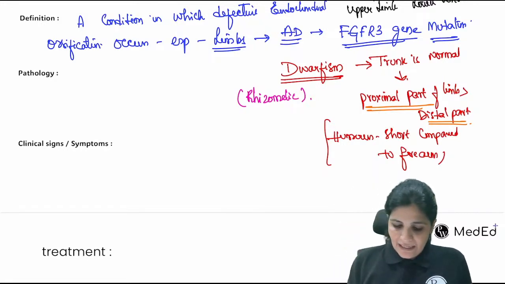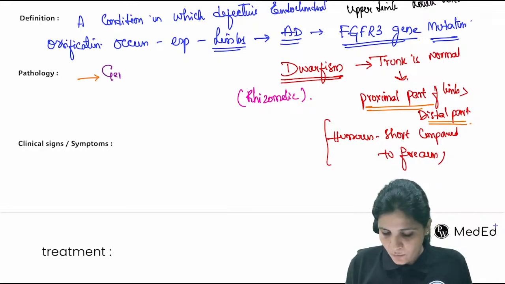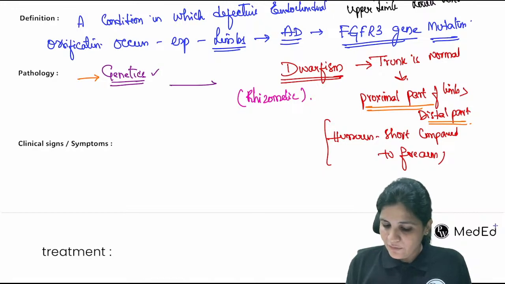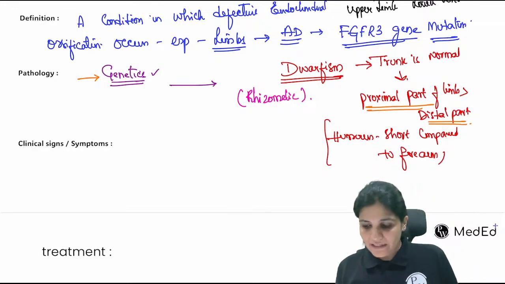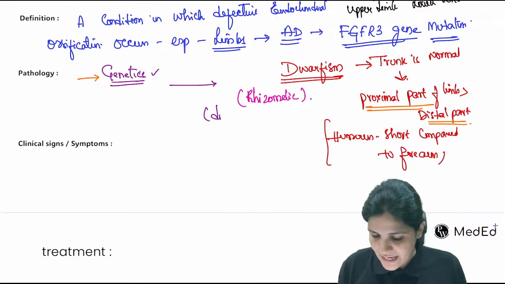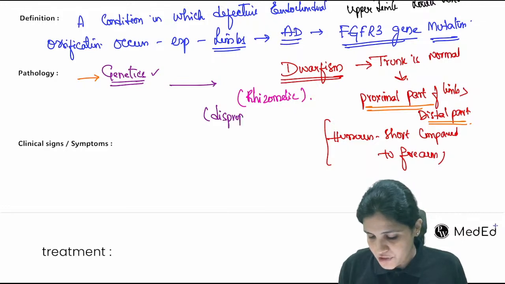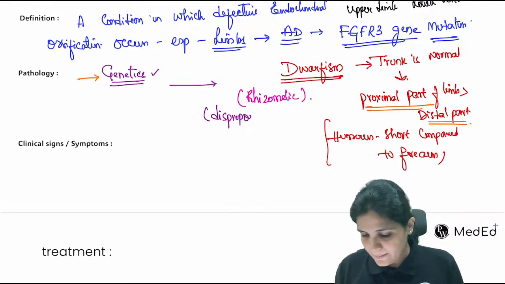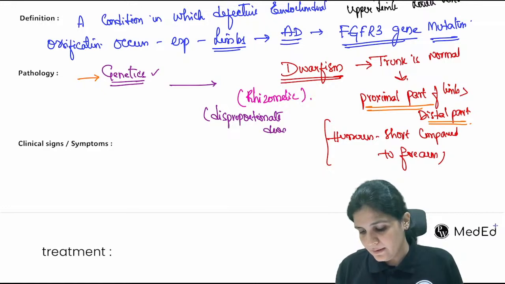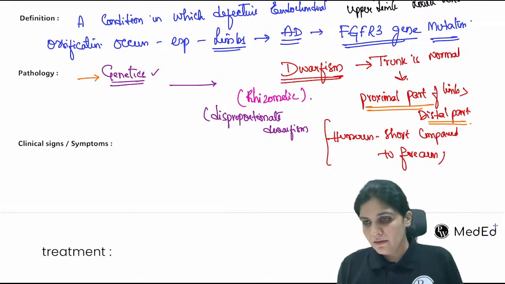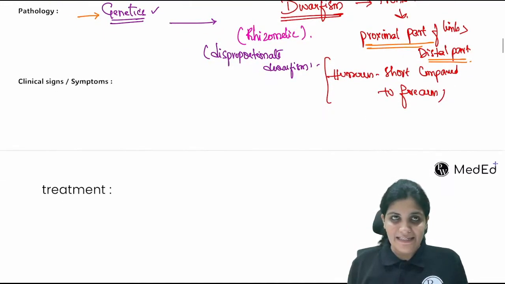So that is the pathology. That is again because of the genetics which are involved here, right? And we have already dealt with what is rhizomelic dwarfism. So you can also put this as disproportionate dwarfism, right? And then what would be the clinical signs and symptoms?